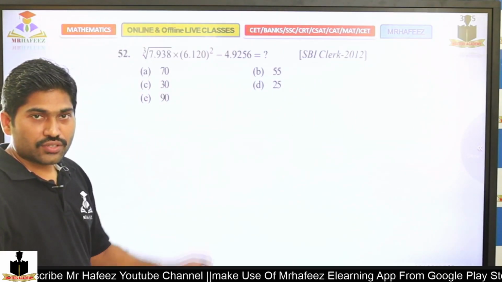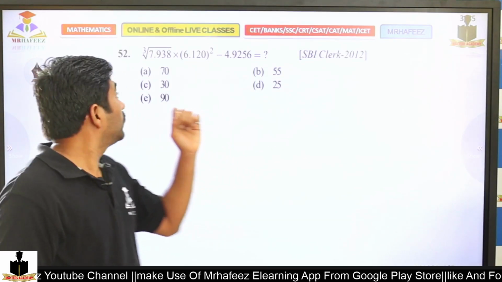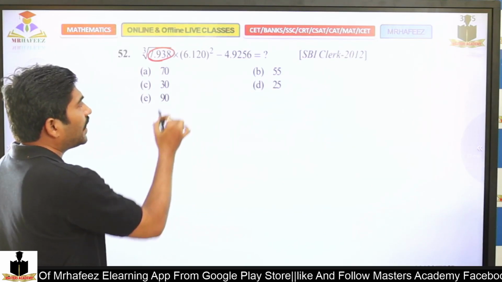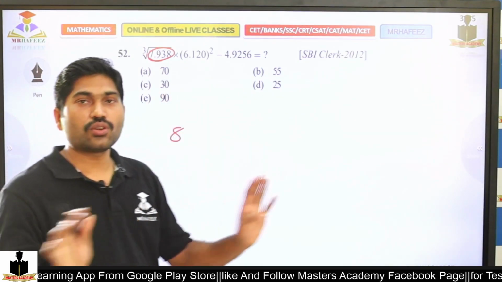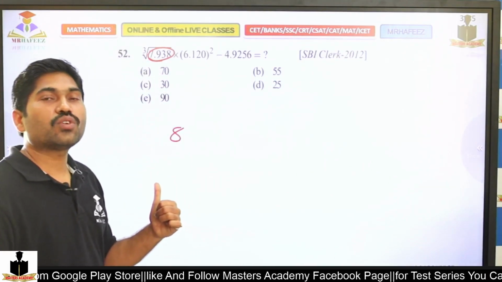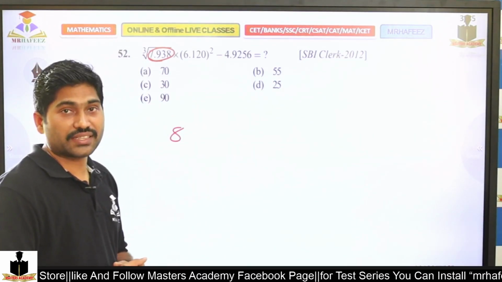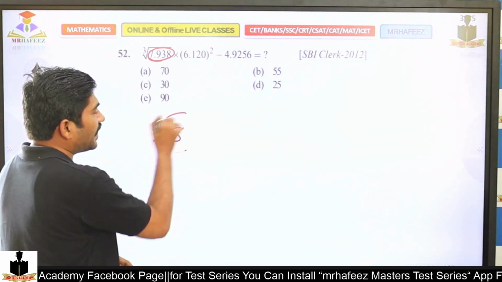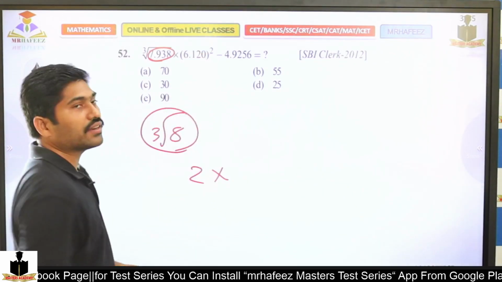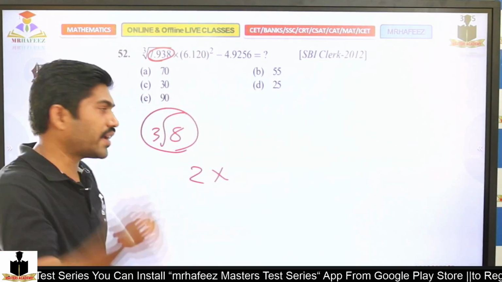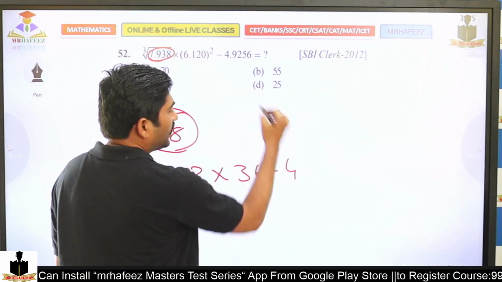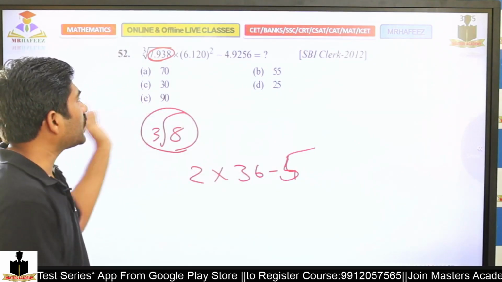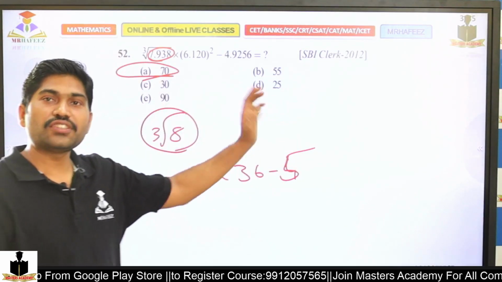Next question. The cube root of 7.938. This is very near to 8. And if I observe all the options, there is none of the above. In the earlier case, it was a little tough because none of the above was present. Here, 7.938 is nearly the cube root of 8, so I can get the value 2 into 6.1 whole square. 6 square is 36. 36 minus 4.9 is nearly 5. So 36 two times minus 5, so nearly it's 70. There is no other option which is very near to the answer.